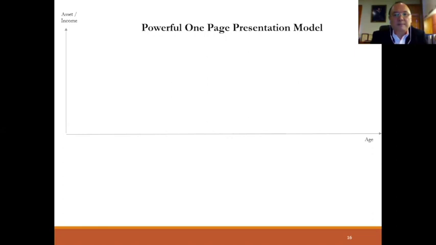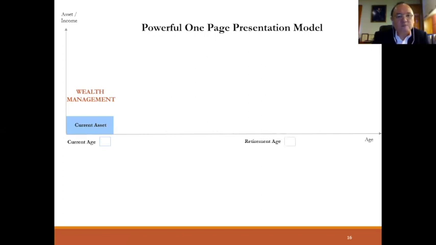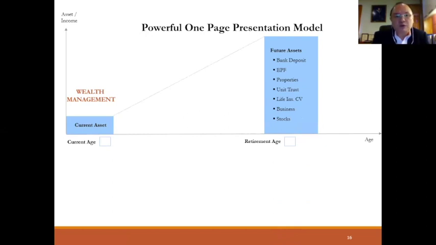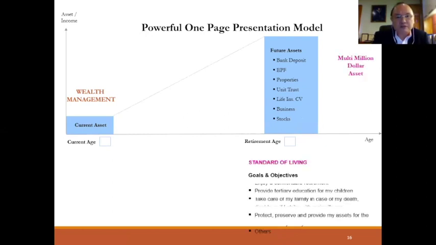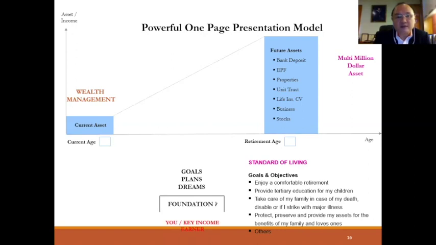Let's do it step by step. You can see from here, what is your current asset, what is your retirement asset, and from here, what you want to build. So we have a current age, your living goals, and your plan with me. Tell me what's your plan. So who is the key income earner here?